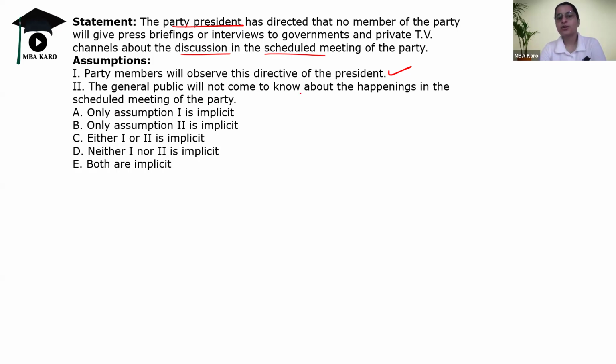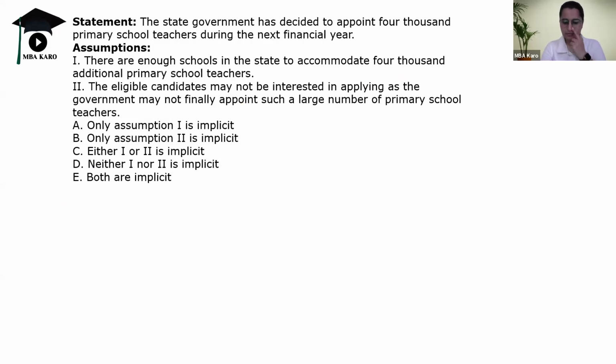Second, the general public will not come to know about the happenings in the scheduled meeting of the party. This is also implicit, because if the general public were to know about the happenings of the party, then the party president would not need to direct all the members not to go out and give press briefings, because people would know the happenings anyway, right? Because there is no chance that people are going to know what is happening inside. That is why they are saying it is confidential. Don't go out and tell people. So both are implicit. Next one.